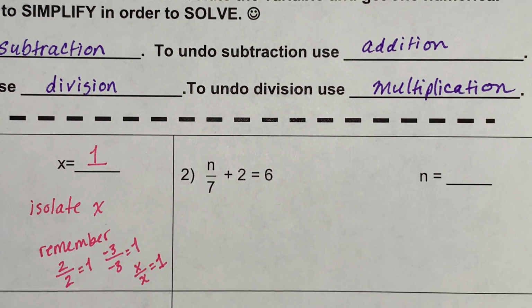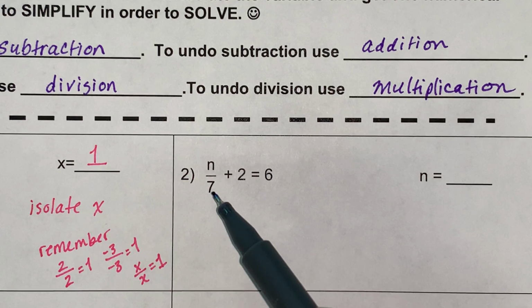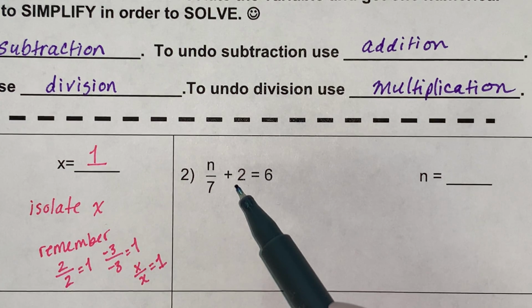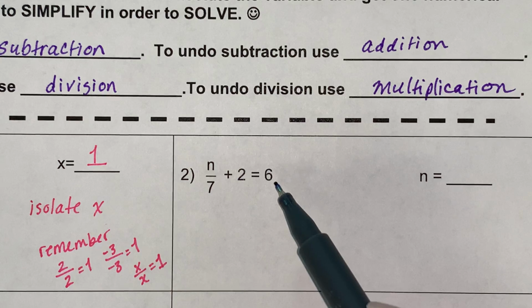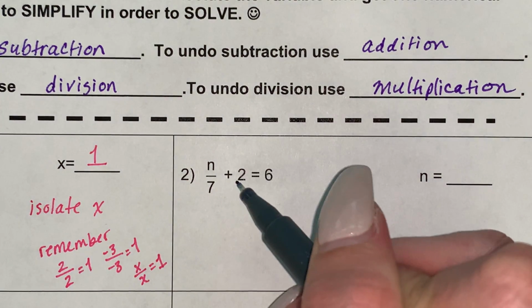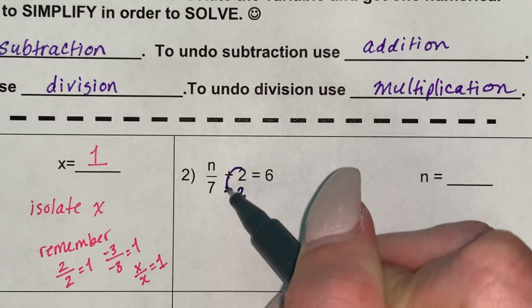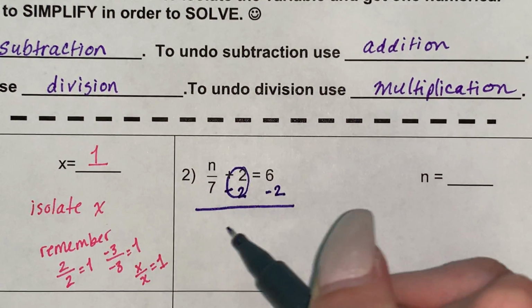So over here, our like terms are 2 and 6. The 7 doesn't get to be considered a term that's a constant because it's in the same term with the n. So our constants are just 2 and 6. So because I want them to be on the same side of the equal sign over here, and I want this to zero out, I'm going to subtract 2 from that side. That's going to zero it out. And I'm also going to have to subtract 2 on that side.